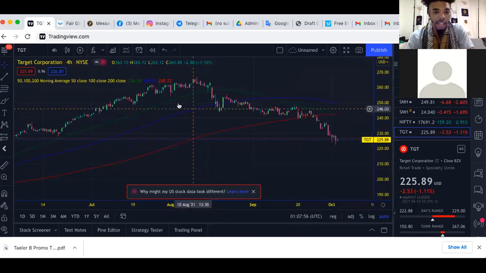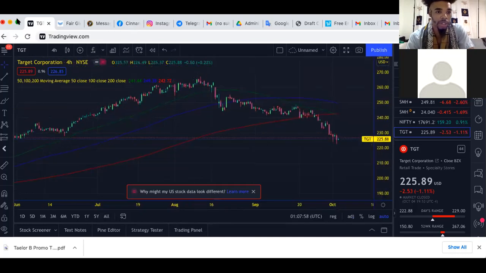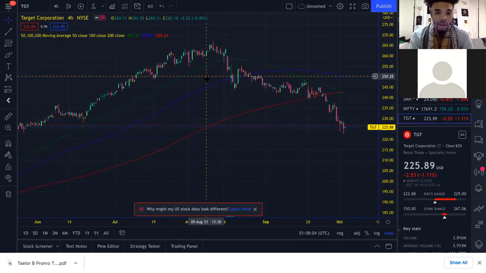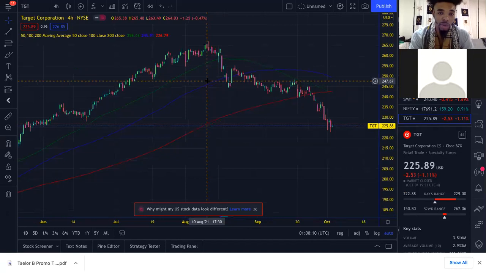And that's just these lines right here, right? Let me make my screen bigger. That's these lines right here. So we got a 50 moving average, we got a 100 moving average, and then we got a 200 moving average, right? So we're going to start there. We're going to start with the moving averages.